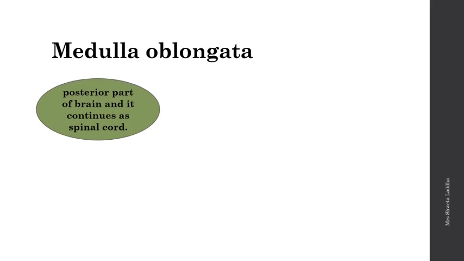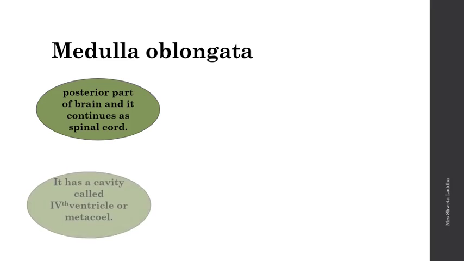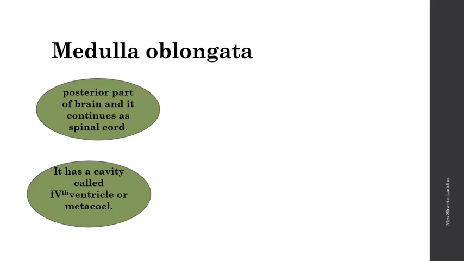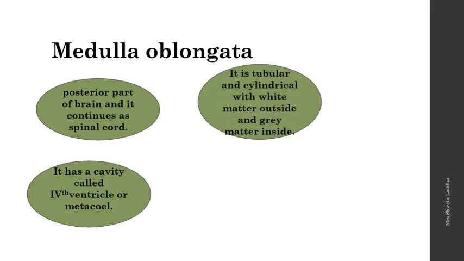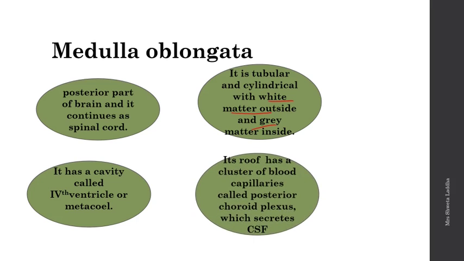Now we'll talk about medulla oblongata. It is the posterior most part. It is present below the pons and above the spinal cord, and inside it lies the fourth ventricle, which is also called as the metacele. It is tubular, it is cylindrical. It also has white matter outside, you can see, and gray matter inside, similar to pons and similar to spinal cord. It has roof. On the roof, it has a cluster of blood capillaries.